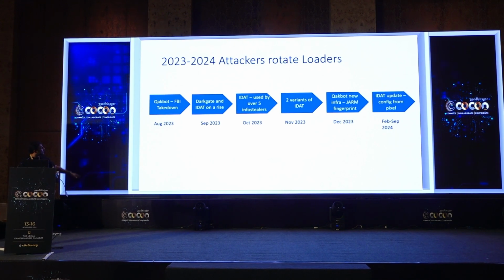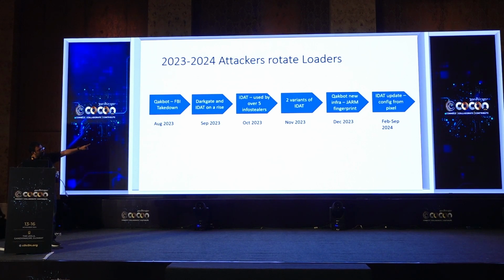So next, Quackbot was taken down. Attackers started shifting to two other loaders called DarkGate and IRAC. These were quickly adopted by 5 different info stealers, within 2 months. That is when we spotted 2 variants of IRAC in the month of November. Quackbot infrastructure was again seen even after a huge takedown by the FBI. I forgot the name, it was called Operation Duck Hunt or something. But using a JARM fingerprint, we were able to find new infrastructure popping up, but no significantly new Quackbot loaders were seen in the wild. So attackers stuck to IDAT at this point in time.